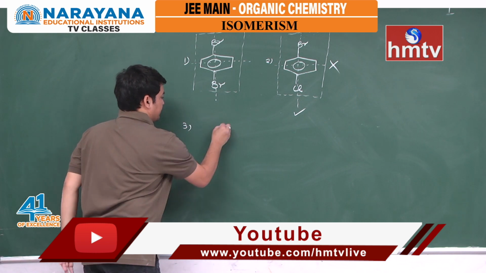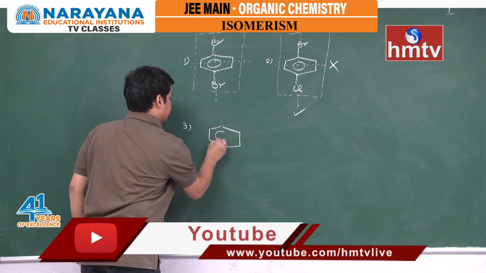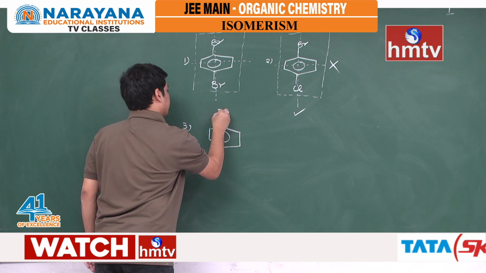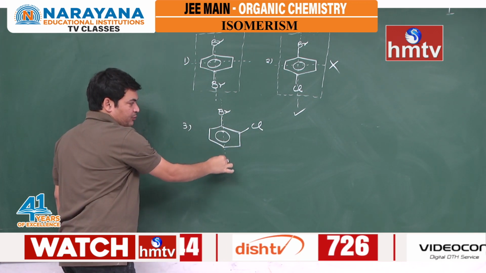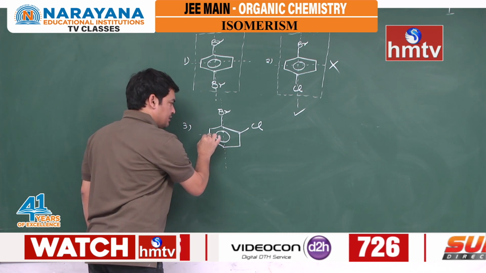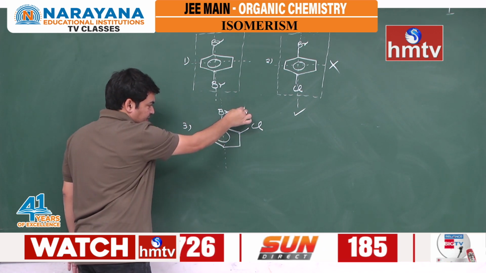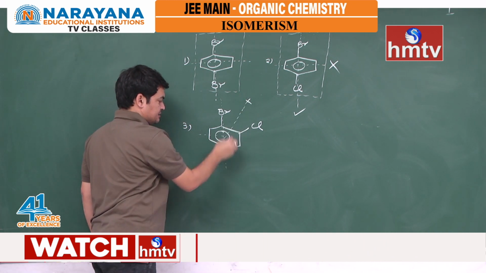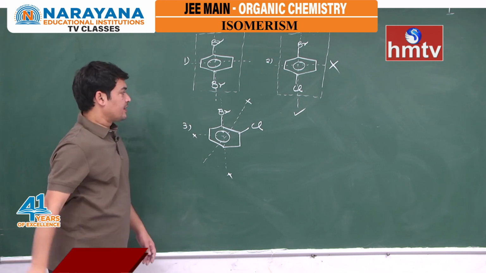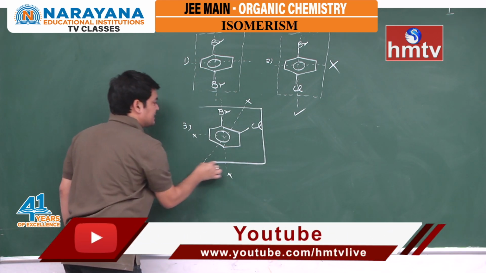Third one, suppose a benzene ring, here we have Br and here we have Cl. This way we don't have any symmetry. Horizontal, we don't have any symmetry. This way we also don't have any symmetry. There is no symmetry. Only the slice cut is there.